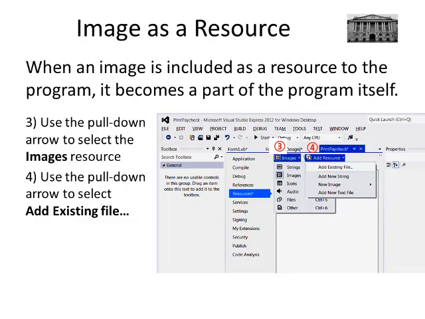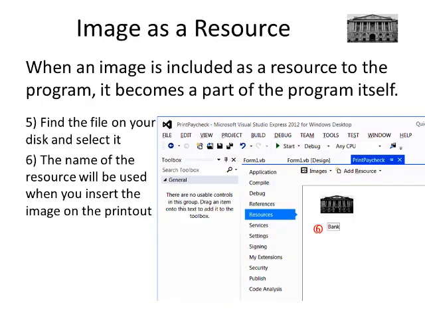Use the pull down arrow to select Image Resource, and then use the other pull down arrow to say Add Existing File. Find the file on your disk and select it. So I want to go to my desktop and find the file. Then the name of the resource will be used when you insert the image on the printout.